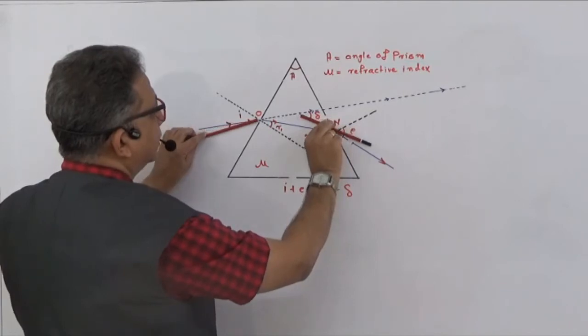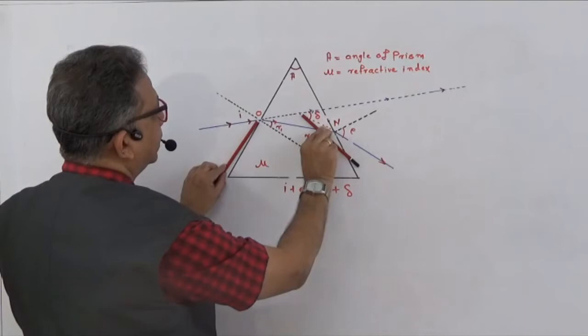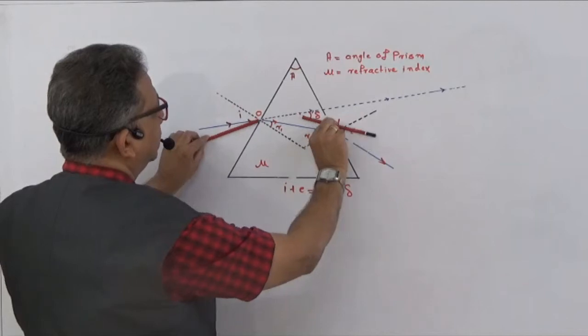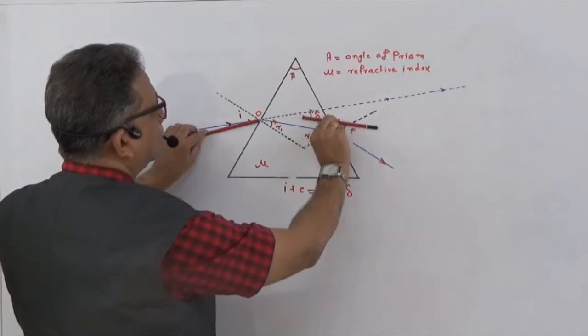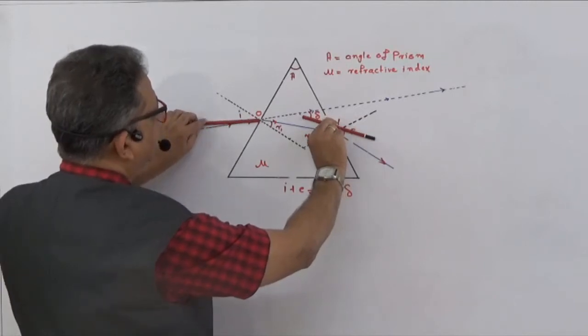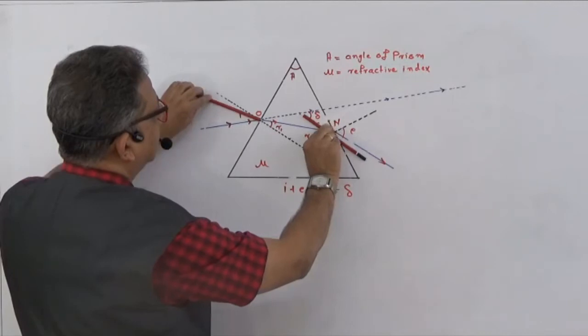As you can see, as I keep increasing, it again keeps on increasing. If I reduce this, it will keep decreasing, the angle of deviation is decreasing, right? And it will go to a minimum angle of deviation, and if I further decrease my angle of incidence, the angle of deviation will again start increasing.